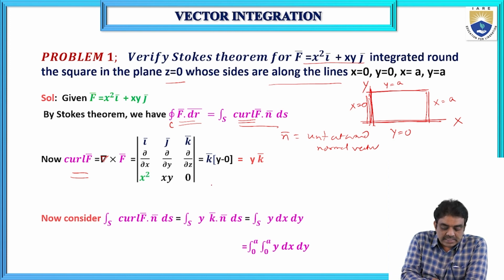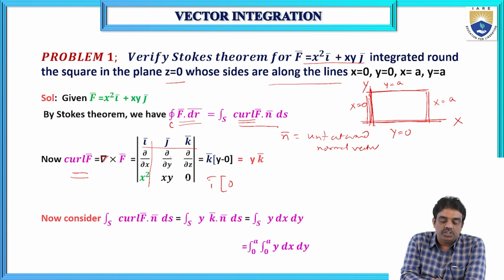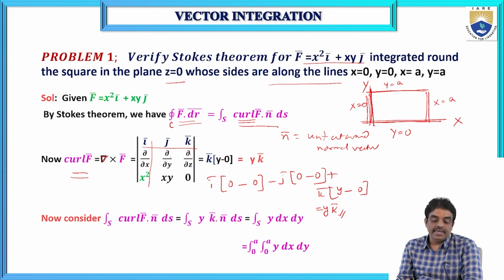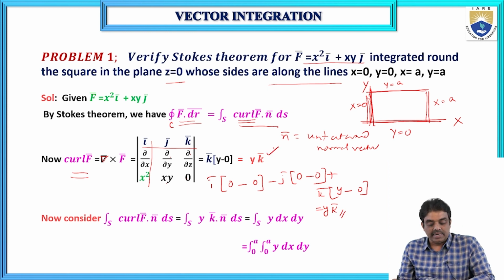When you expand this, i bar into dou by dou y of 0 minus dou by dou z of xy, that is also 0, minus j bar into dou by dou x of 0 minus dou by dou z of x square, that is also 0, plus k bar into dou by dou x of xy, that is y, minus dou by dou y of x square, that is 0. So the value is equal to y into k bar. We have already calculated that here.